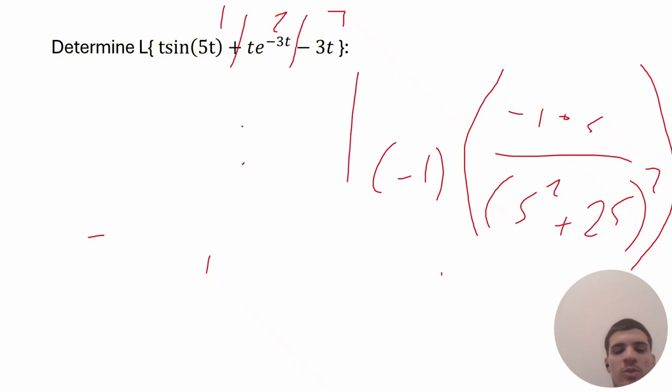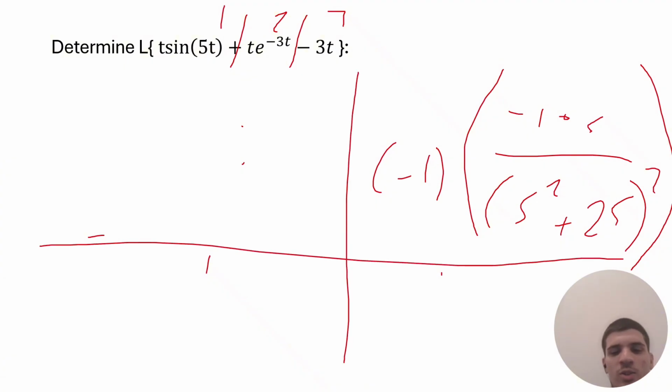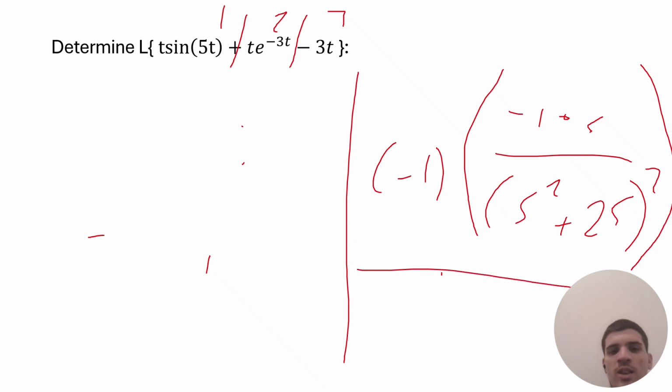And then moving on to the second one. The second one we have is t times the exponential to the power -3t. So what we can do is look at the a value. In this case, our a value is going to be the constant power of the exponential, so a is going to be -3.